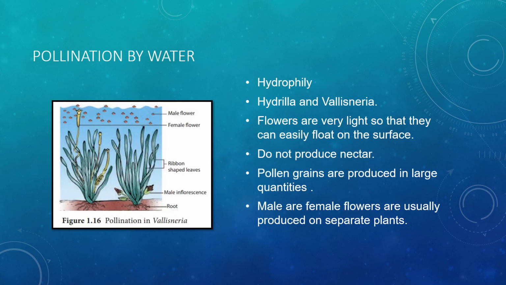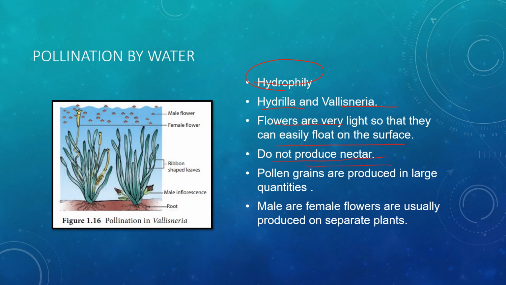Now pollination by water is called hydrophily. As the word hydro suggests, it relates to water only. It occurs in aquatic plants only, like hydrilla and vallisneria. The flowers are very light and can easily float on the surface of water. They do not produce nectar.